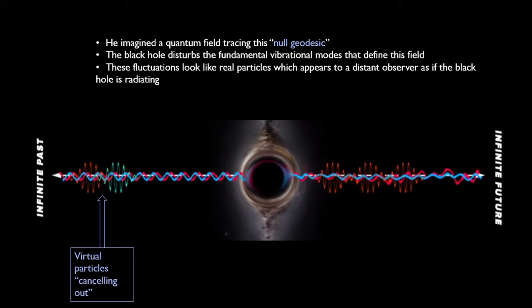The insane spacetime curvature of this black hole disturbs the fundamental vibrational modes that define the vacuum. By the time the fluctuations find their way back to flat space again, they look like real particles, as depicted on the right. A distant observer sees this as radiation coming from the black hole.